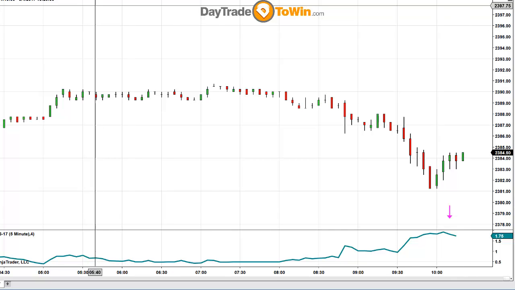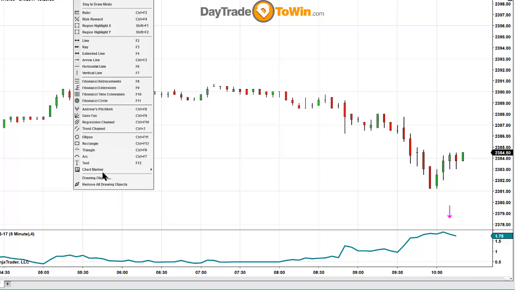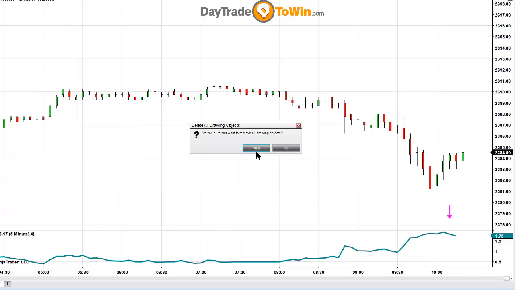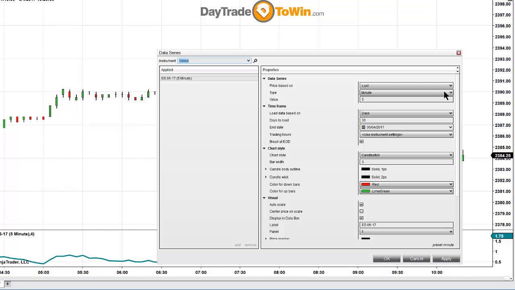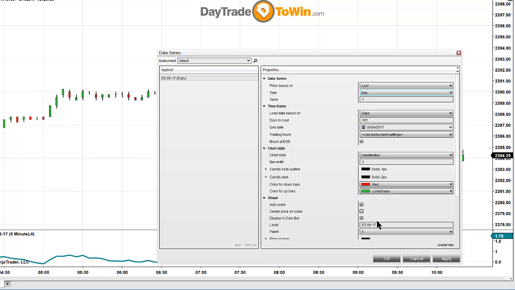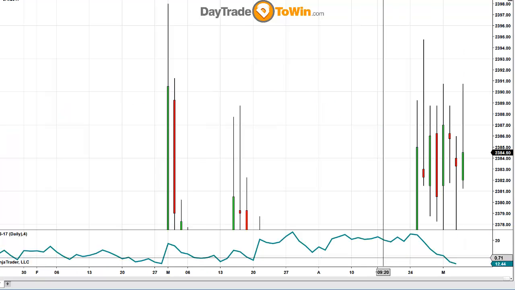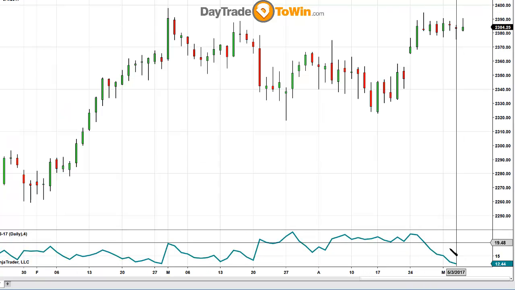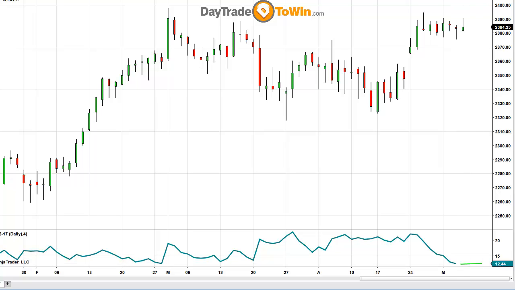All right, so let me switch gears and remove everything off the chart here. I'm going to go to a daily chart. Cycles. We have been in a very slow environment, and you can see that with this. 12 points is what I can expect on a day-to-day basis.